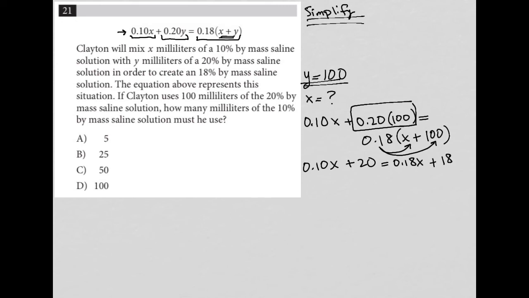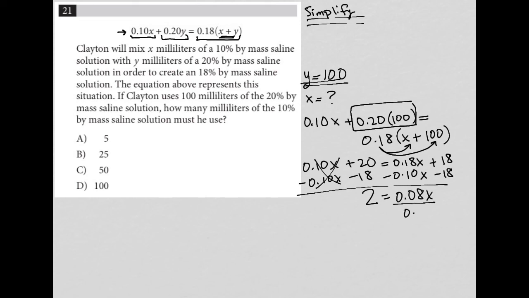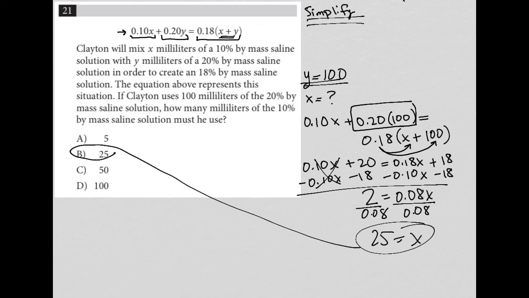All right, so now just combining like terms, right? So I'm going to subtract 0.10 from both sides just so I can make my x positive. And I am going to subtract 18 from both sides. So this is now gone. I'm left with 2 here, and this is going to be 0.08x. Divide both sides by 0.08. And what I get is 25. So answer choice B is the correct answer.